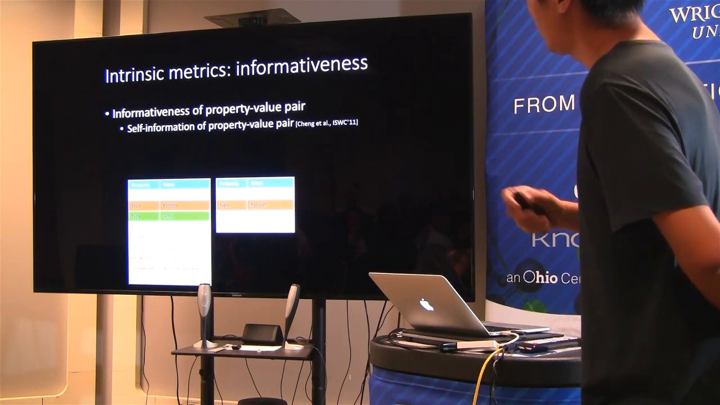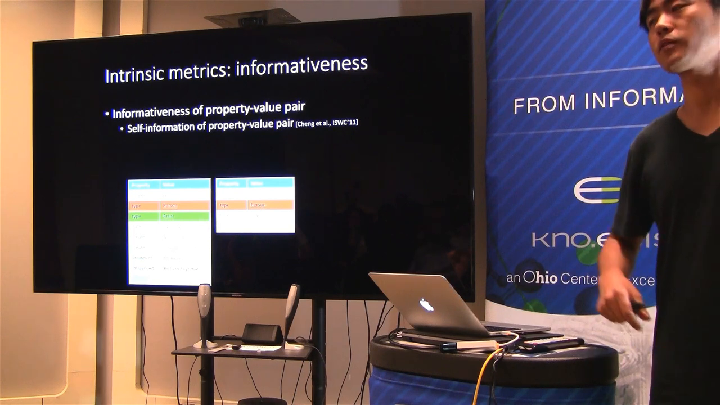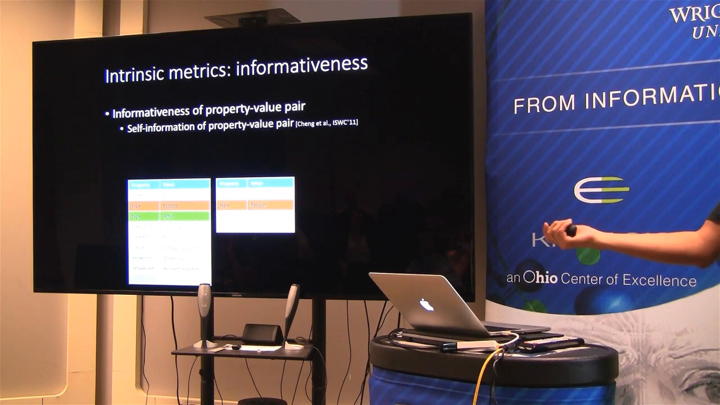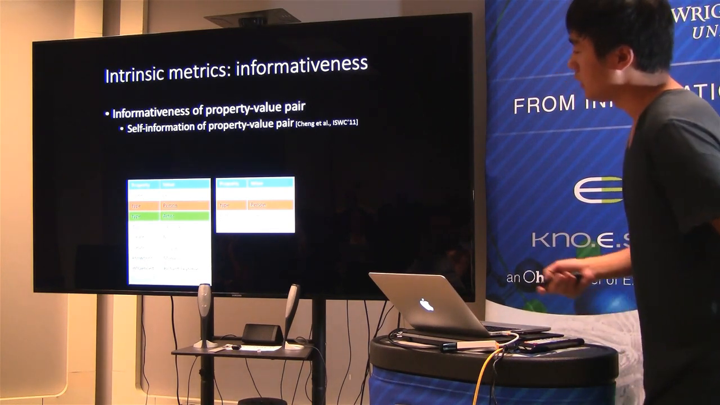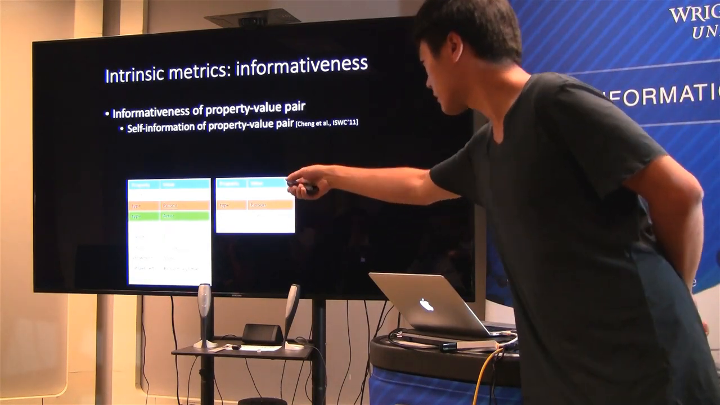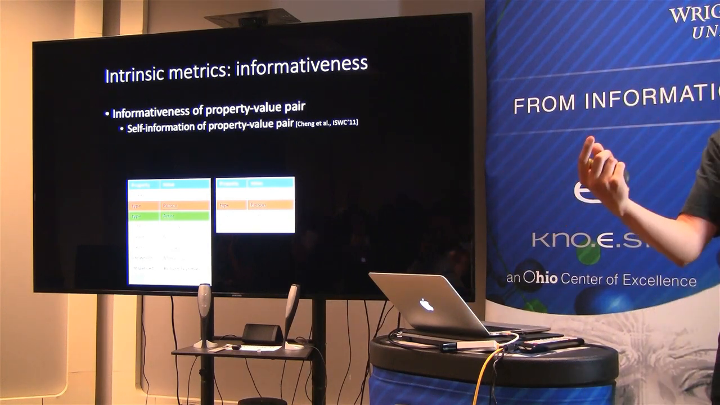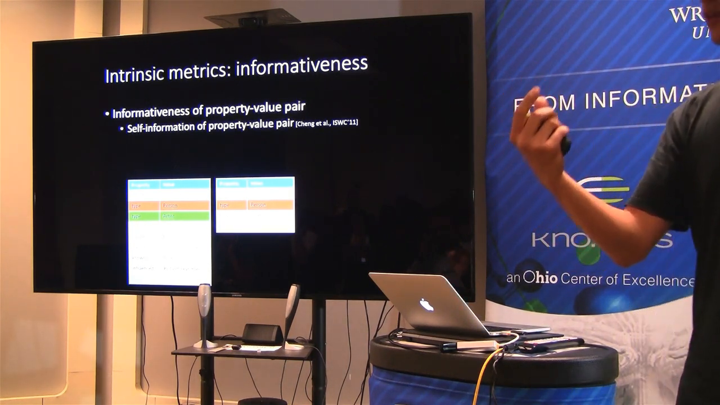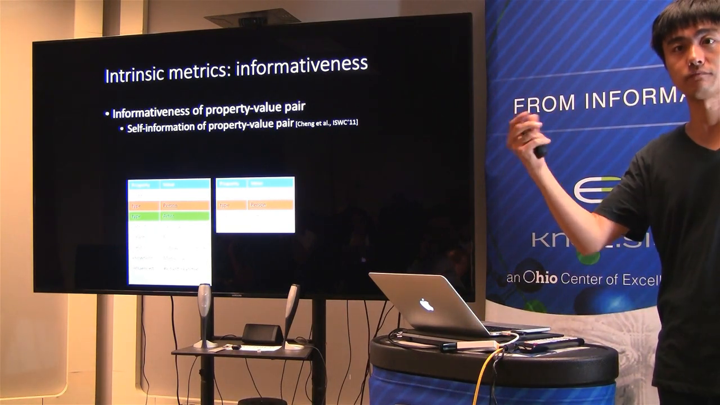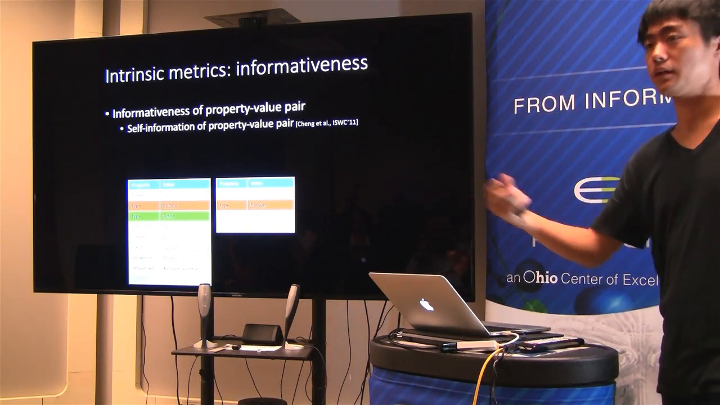The fourth metric is called informativeness. It has been widely used today, and almost every summarization approach will use this metric because it is really very effective. The idea is quite simple. If we have two candidate property value pairs, one says that this entity is a person, and the other says that this entity is an artist. Which one do you prefer? I think type artist is more important because it carries more information than type person, right? If we know that someone is an artist, we know that she's also a person, right?